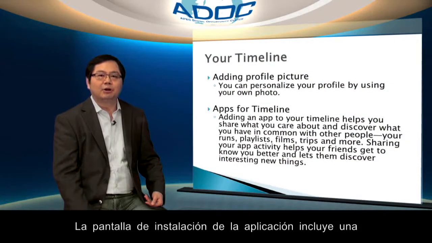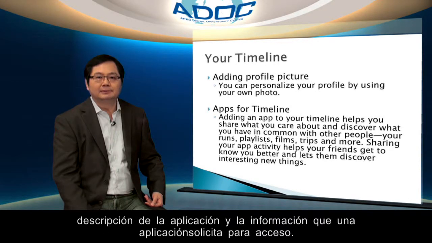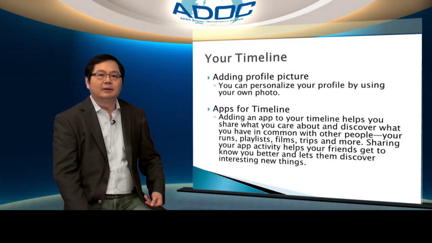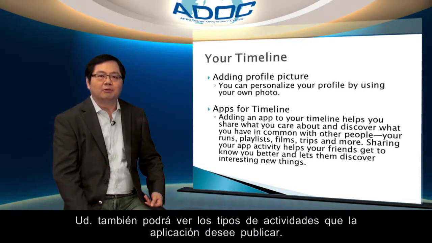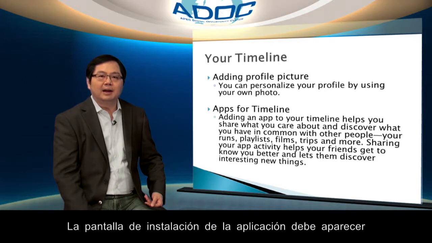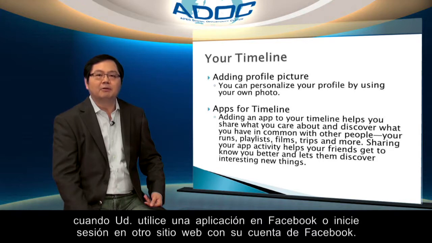The app install screen includes a description of the app and the info an app requires to access. You may also see the types of activities the app wants to publish. The app install screen should appear when you use an app on Facebook or log into another website with your Facebook account.